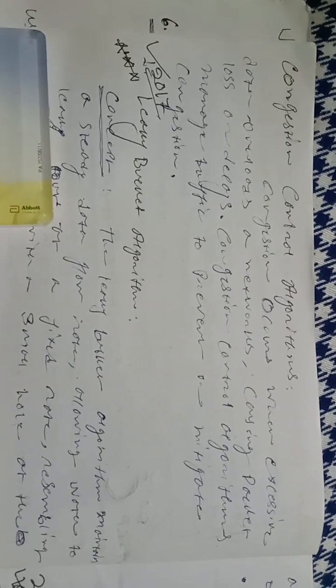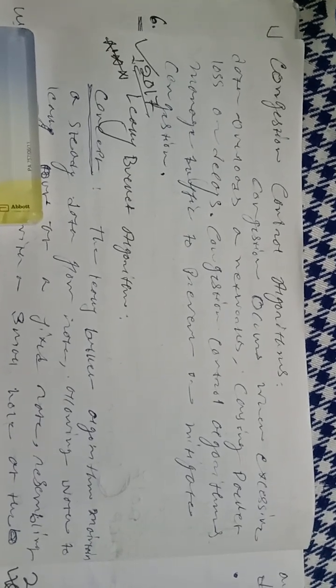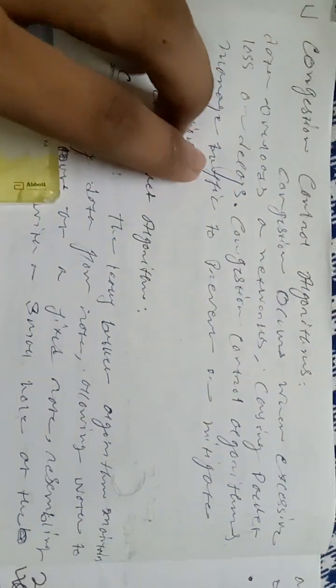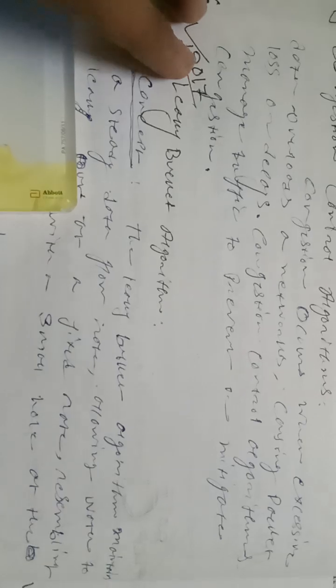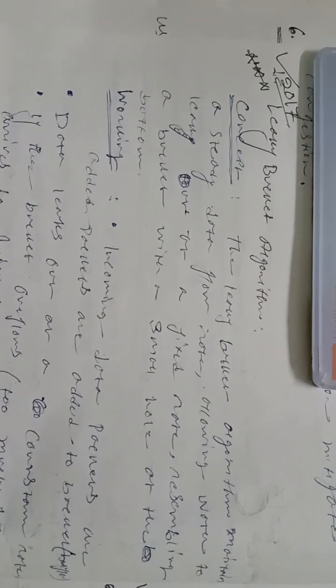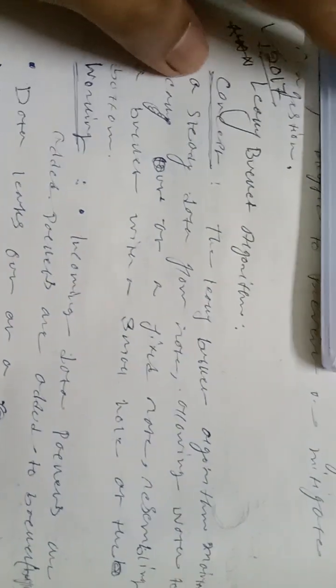Then we have congestion control algorithms. Congestion occurs when excessive data overloads a network, causing packet loss or delays. The congestion control algorithms regulate traffic to prevent or mitigate congestion. Then we have the leaky bucket algorithm. The leaky bucket algorithm and token bucket algorithm are two important algorithms in the network layer, sorry, in the transport layer. So let's see what the leaky bucket algorithm is.